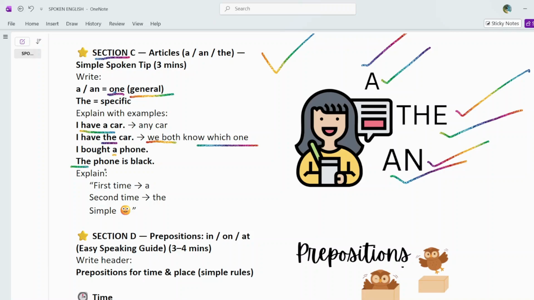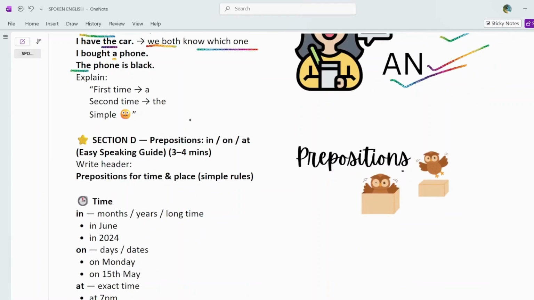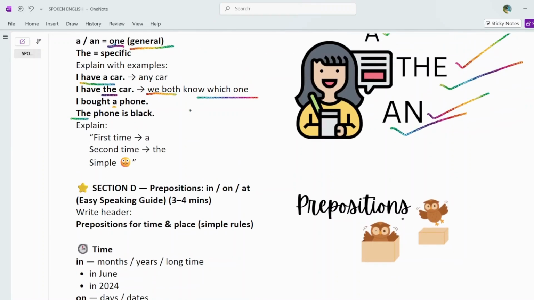So again, let me reinforce that the rule is pretty simple, right? First time I used a, second time I used the. Now that's it. There's nothing that you need to be stressing about. The rule is pretty simple.